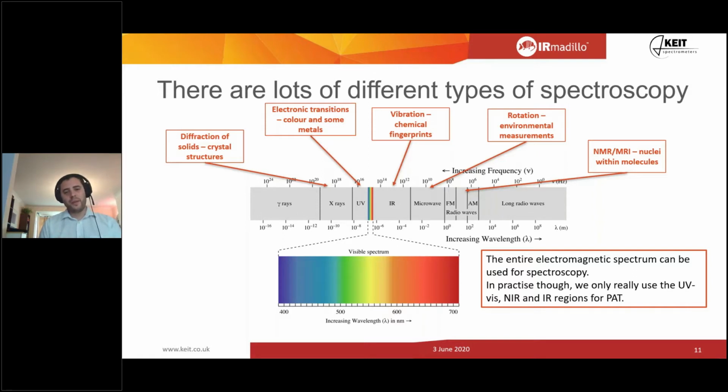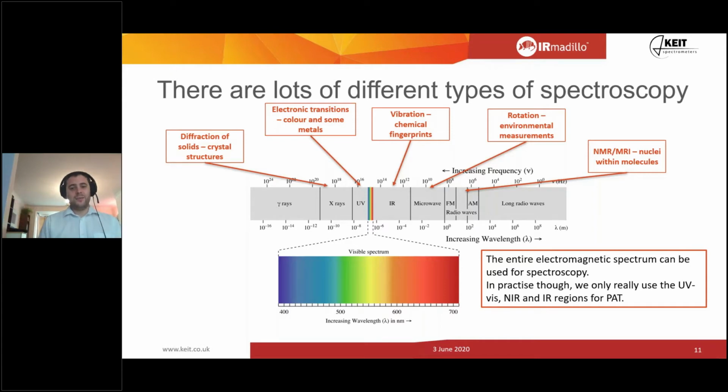Then we have microwaves. Microwaves look at rotations of molecules, because molecules don't just sit there. They don't sit doing nothing. They're constantly moving, and the rotation frequency and energy corresponds with microwave. And then radio waves are what we use for nuclear magnetic resonance, or NMR, or MRI. Anyone that's ever had an MRI scan has had radio waves shone onto them in a giant magnet, and that is basically all that is. So the whole spectrum we can use for spectroscopy.